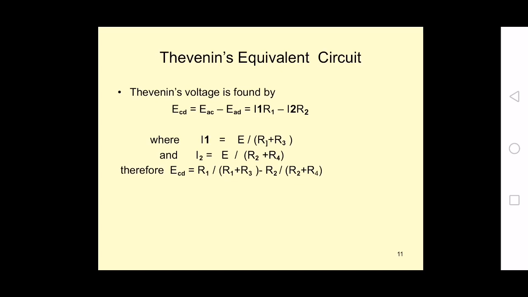So that will be I1 R1 minus I2 R2, where I1 is E by R1 plus R3 and I2 is E by R2 plus R4. Then you will get ECD, where E will be cancelled, equal to R1 by R1 plus R3 minus R2 by R2 plus R4. This is the Thevenin's equivalent voltage.